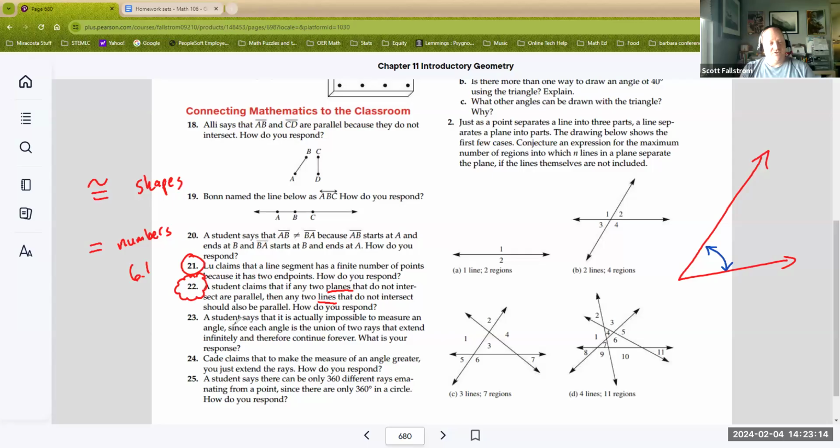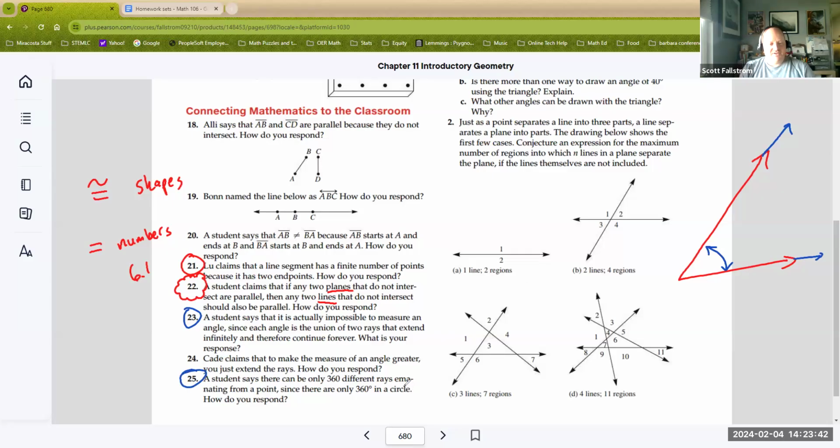Okay, so sometimes students do mix this up. Good question. Cade says to make the measure of an angle greater, you just extend the rays. Oh, there you go. Now the angle's bigger. This is a common one at the young ages because they see longer lines or rays mean bigger value. So think about that. What is right about that? What are they thinking about correctly? And maybe where is the issue?